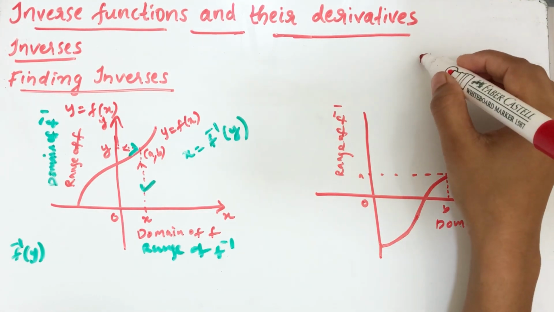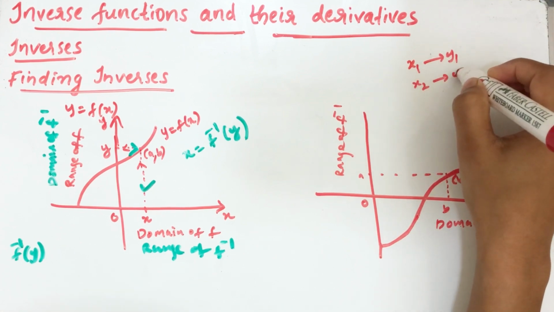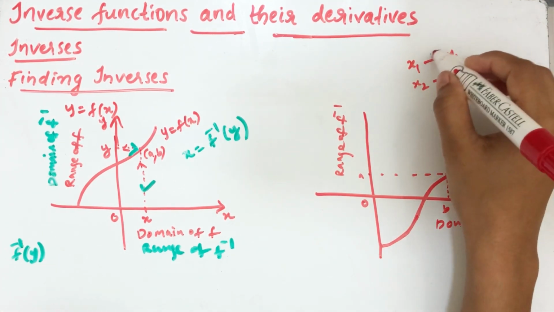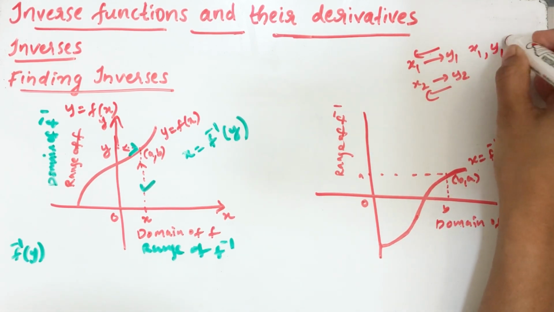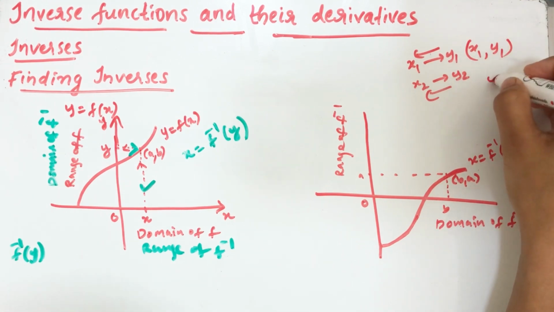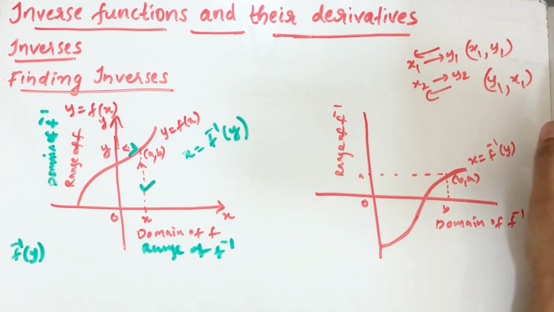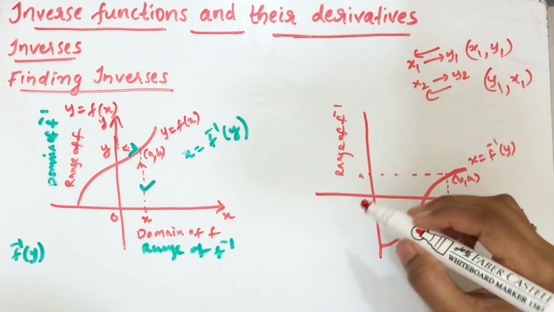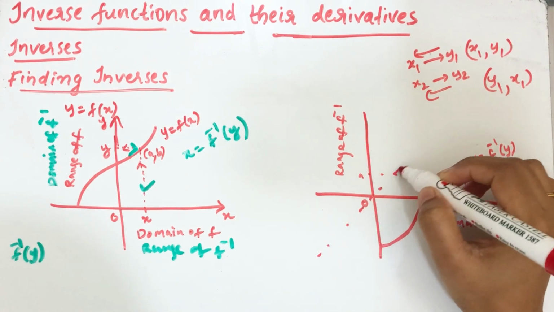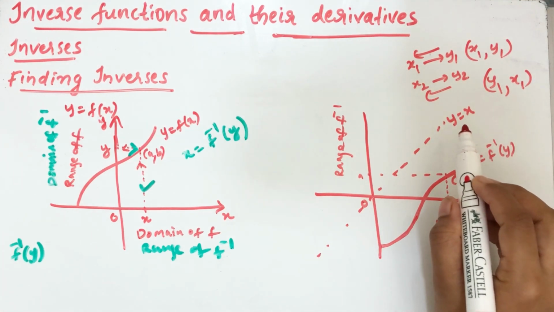See, if f is the function that sends x1 to y1, x2 to y2, then what is f inverse? F inverse sends y1 to x1, y2 to x2. So if (x1, y1) is a point in f, then it will become (y1, x1) in f inverse. So if (a, b) is a point in f, it will become (b, a) in f inverse. This will be the reflection about the line y equal to x. If this is the line y equal to x, that is the points (0, 0), (1, 1), (2, 2), (3, 3), etc.